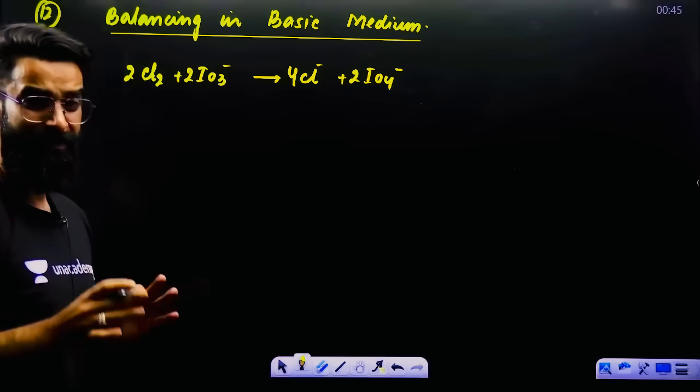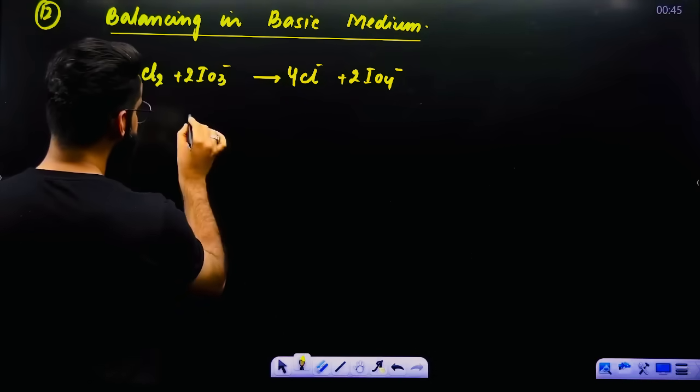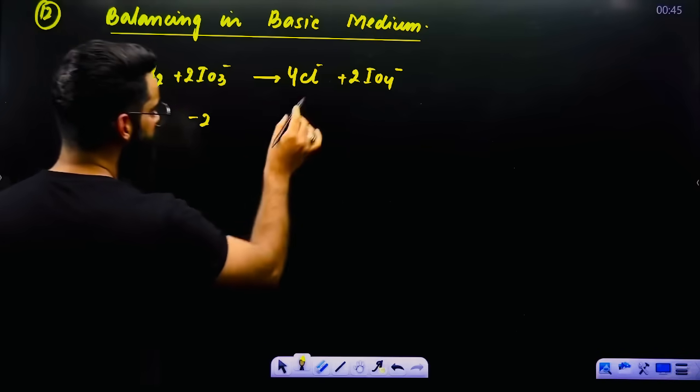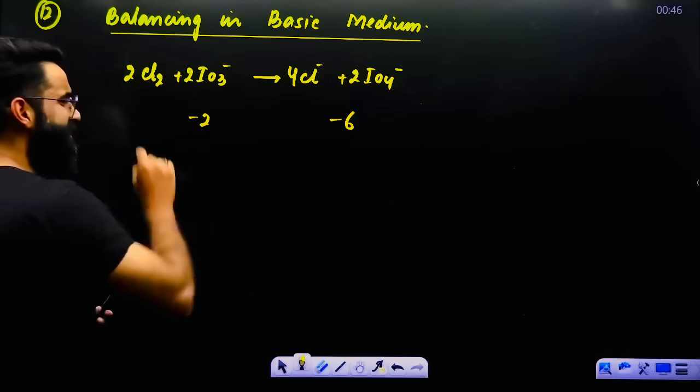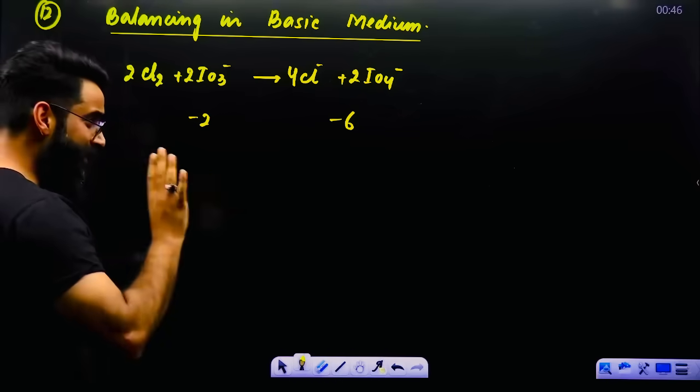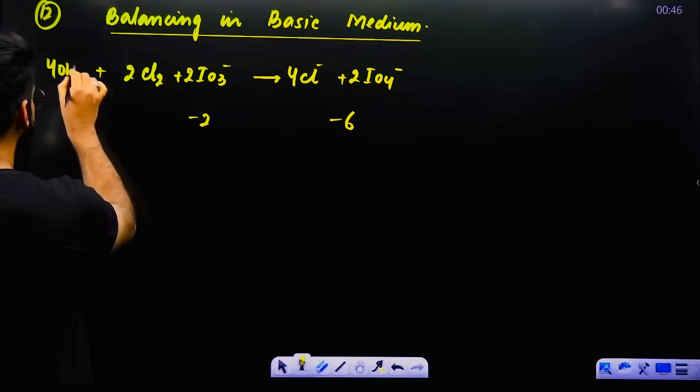Now, in case of basic medium, we are supposed to balance charge first. Now, my dear students, on the reactant side, we have got total -2 charge. On the product side, we have got -4, -2. That means -6 charge. Which side is negative charge deficient? Left side. How many negative charge deficiencies are there? 4 negative charge deficiencies. So add 4 OH negatives on this side.